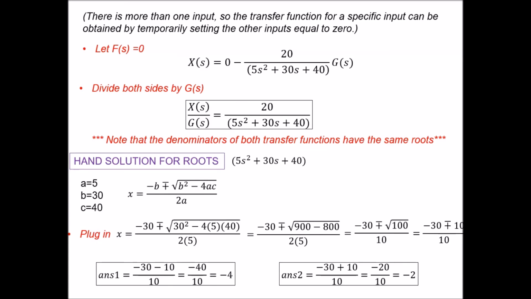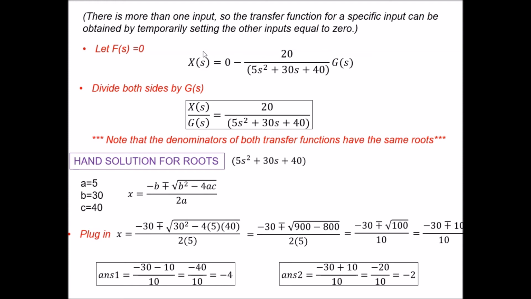So now we want to repeat that same process, but this time, rather than letting G of s equal 0, we're going to set F of s equal to 0 here. Plug that into the left-hand side of that equation right there. So this goes to 0. So now our expression for X of s is equal to that 0, from letting F of s equal 0, equal to negative 20 over our denominator 5s squared plus 30s plus 40 times that G of s.